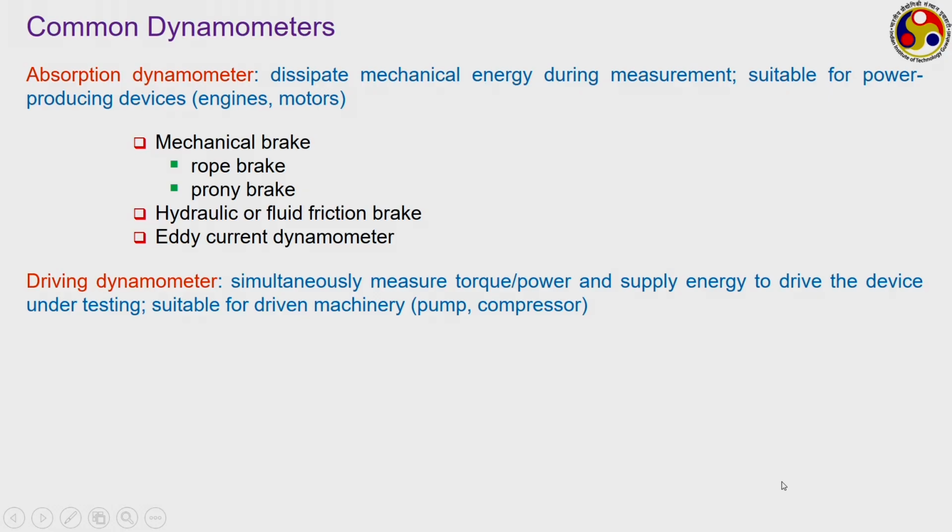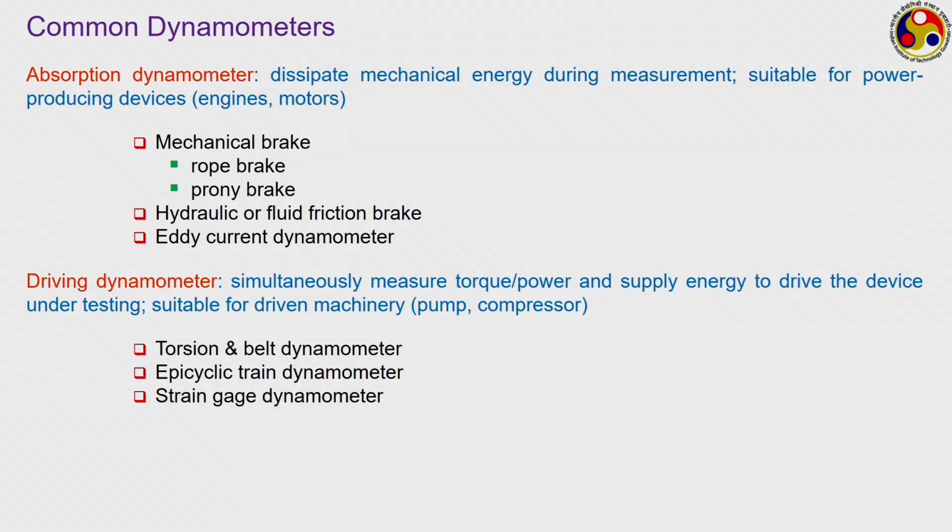The second kind of dynamometer is the driving dynamometer. Here it measures power and or torque and also supplies energy to drive some kind of downstream device. So, they are suitable for driven machinery like the pumps or compressors. Common examples can be torsion and belt type dynamometer, epicyclic train dynamometer or strain gauge dynamometer.